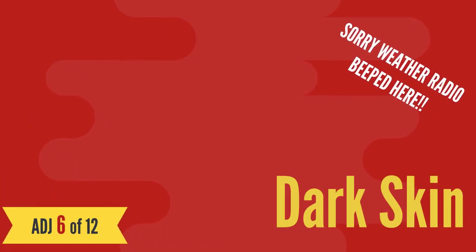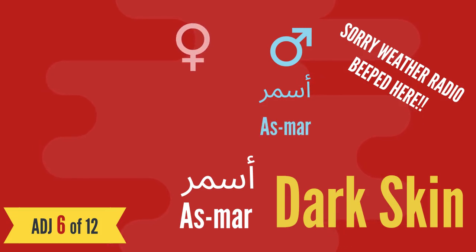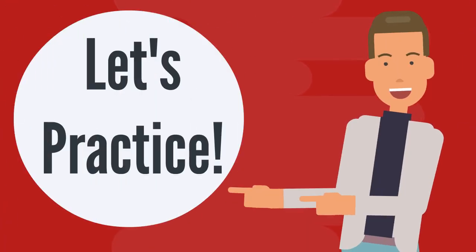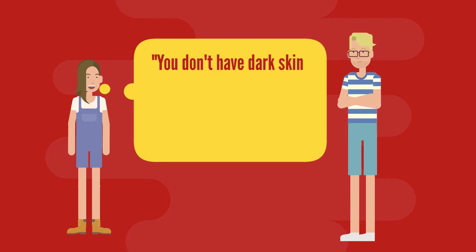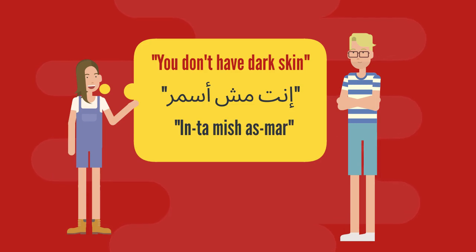Now dark skin is أسمر. For male is أسمر. Female, سمرة. And plural, سمر. Let's practice. You don't have dark skin. أنت مش أسمر.